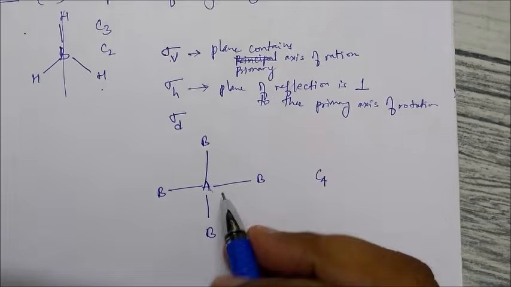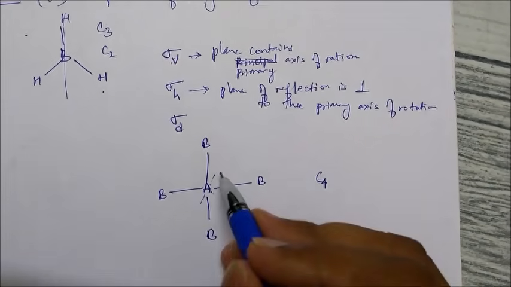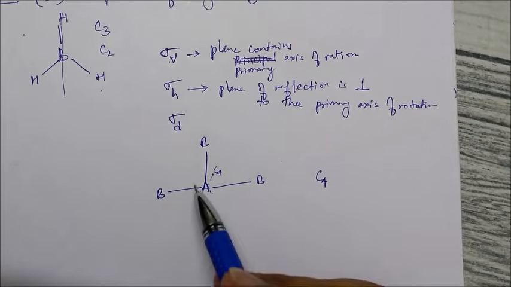Where is it passing? It is passing through A. So I am just drawing it like this. Okay, so this is the C4 axis. Just like that I have drawn.